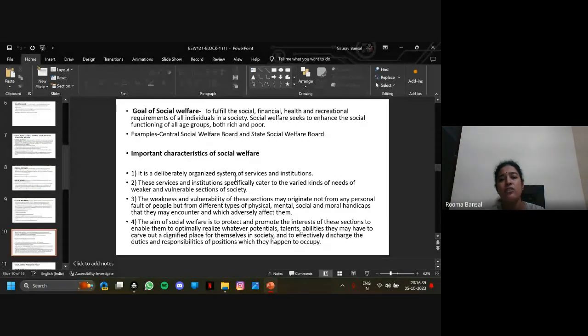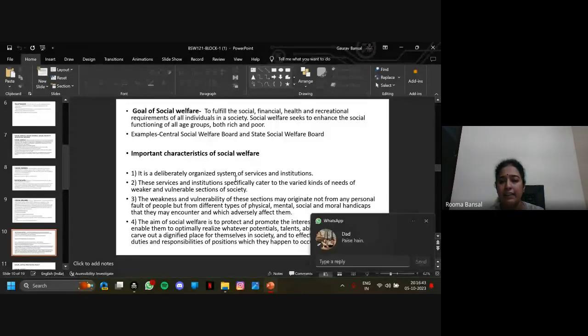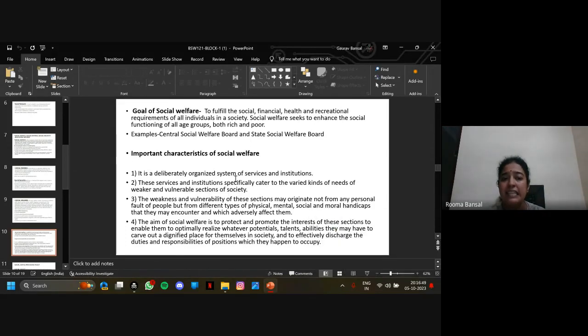Important characteristics of social welfare. It is a deliberate, organized system of services and institutions. These services and institutions specifically cater to the varied kinds of needs of the weaker and vulnerable sections of society.